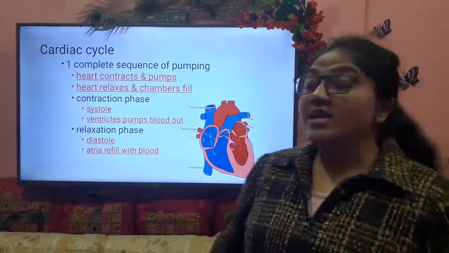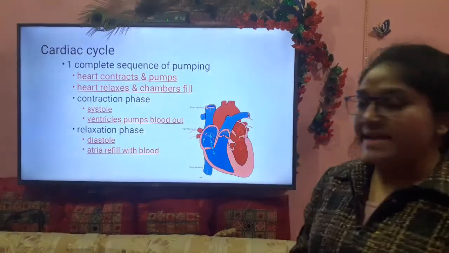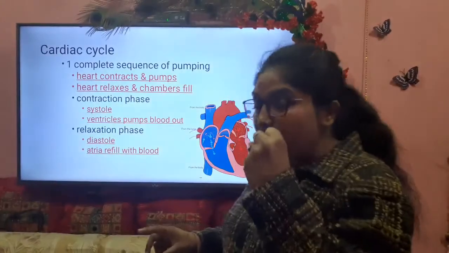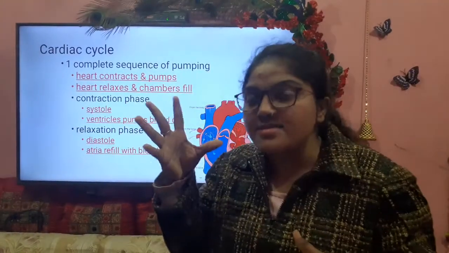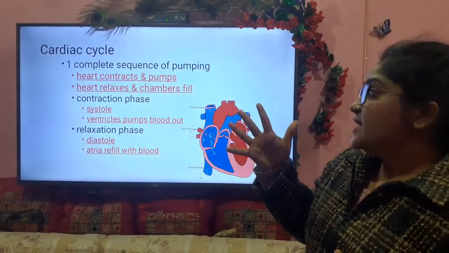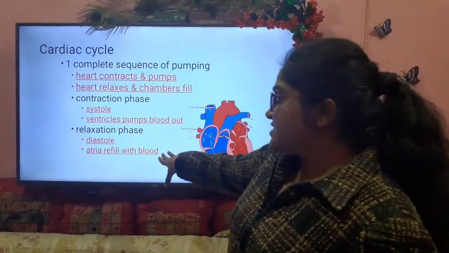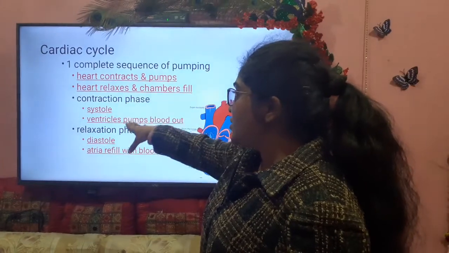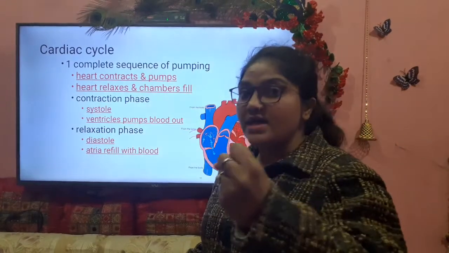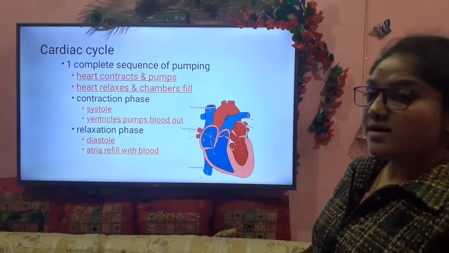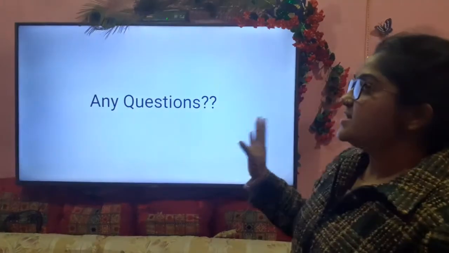Cardiac cycle: one complete sequence of pumping. What does pumping mean? The heart contracts and pumps, and the heart relaxes and fills with blood. The whole cycle is called the cardiac cycle. It has a contraction phase and a relaxation phase. The contraction phase is systole: the ventricle pumps blood out. The relaxation phase is diastole: the heart refills with blood. This is called the cardiac cycle.